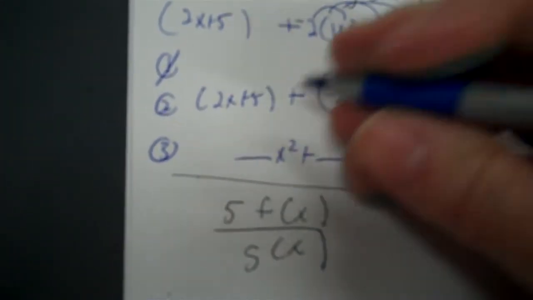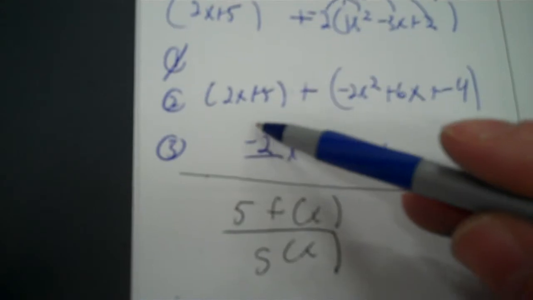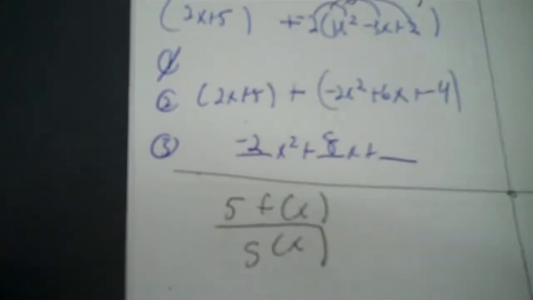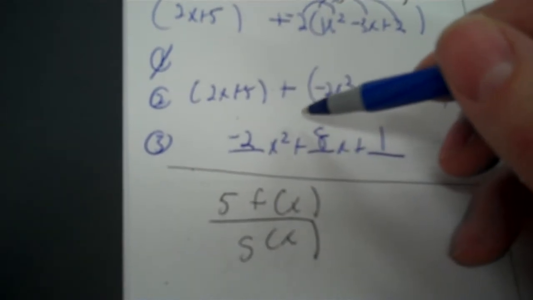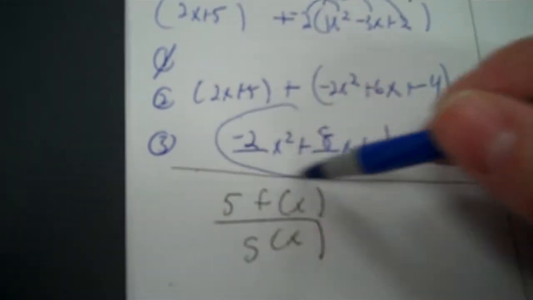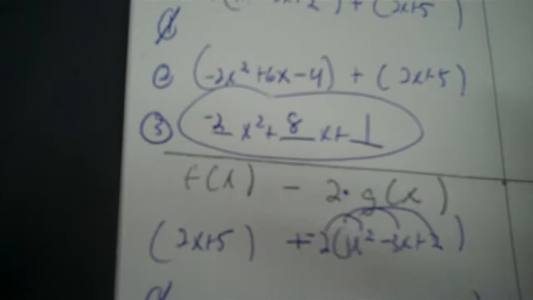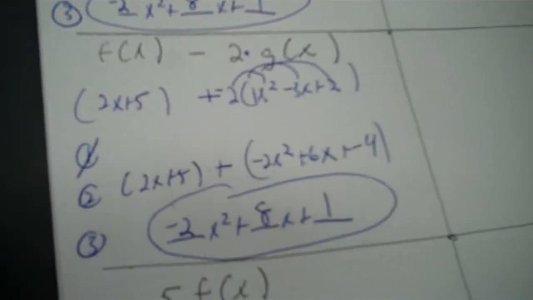So x squared, we have negative 2. For x, we have 2 plus 6, which is 8. And then we have 5 plus negative 4, which is 1. Okay. And it ended up the same as the last one. That wasn't by design, that was just a dumb thing that happened.